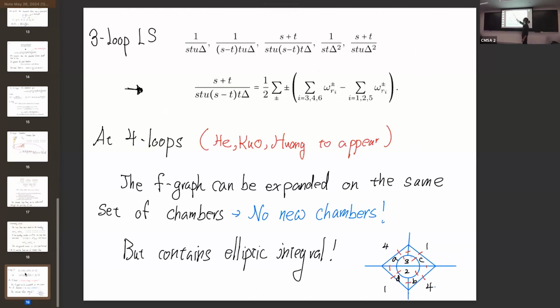So these are the leading singularities written in our parameters. These are the leading singularities that people have computed for this three-loop correlator. And if you just pick any one of them, you can see that it's really just a linear combination of the chamber forms that we did.